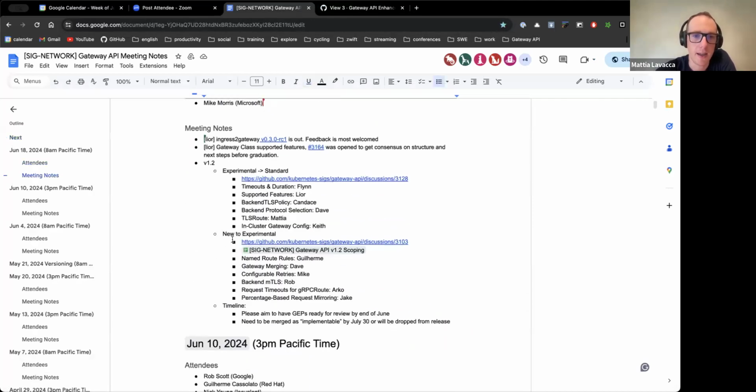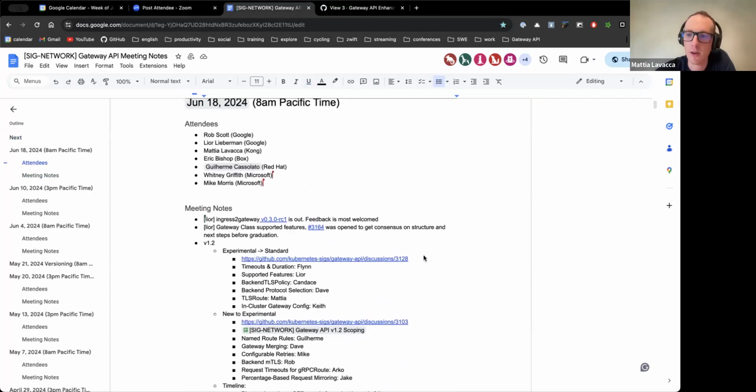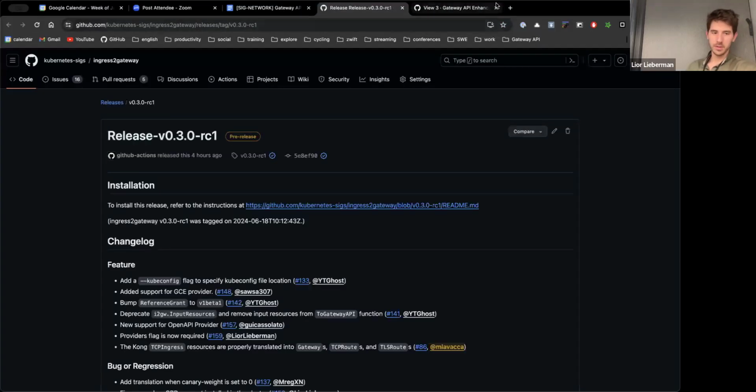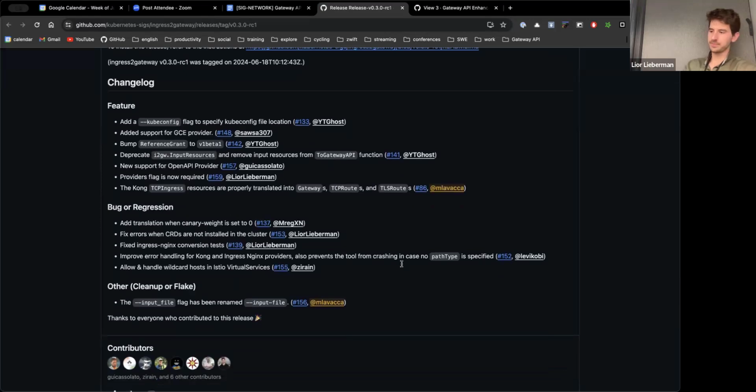Yeah, I guess we can start with the first item in the list, which is from you, Lior. Yeah, just one more shout out. RC1 of v0.3.0 is out. There are some nice features. I posted it on the Slack. And if people want to try it, it will be useful for us.